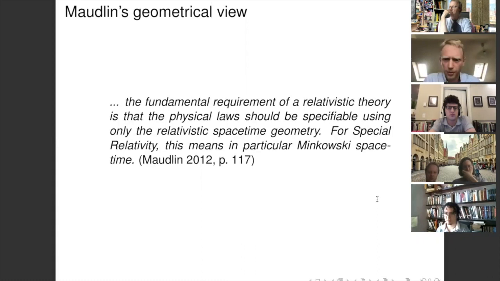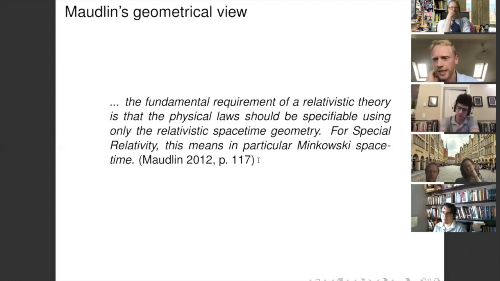So in his book, which, by the way, I would highly recommend, Philosophy of Physics, Space and Time, Maudlin writes this: "The fundamental requirement of a relativistic theory is that the physical laws should be specifiable using only the relativistic spacetime geometry. For special relativity, this means in particular Minkowski spacetime." So the idea is, look, I'm not interested in these weird cases where I have matter which might couple to other pieces of structure such that its symmetries don't coincide with the symmetries of the Minkowski metric.